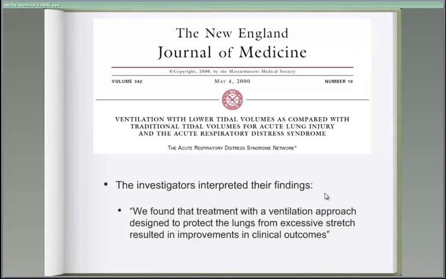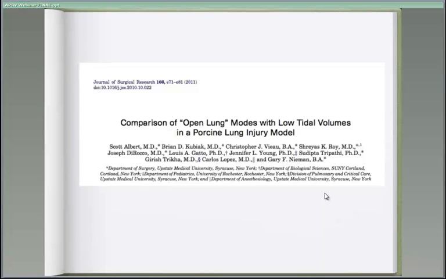Now, of course, recently in the lab, Gary Nieman published this particular paper comparing these open techniques with a low tidal volume strategy. Of course, the idea is: do you ventilate the de-recruited lung and not try to recruit it, and that's how you decrease the potential injury? Or do you fully recruit the lung and stabilize it, and is that the way you protect against lung injury?